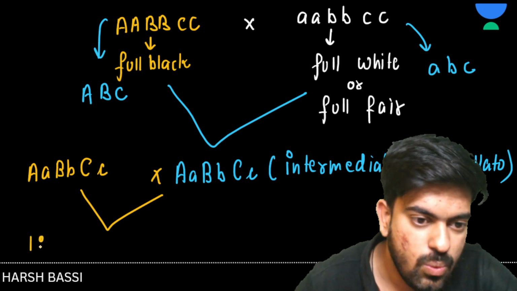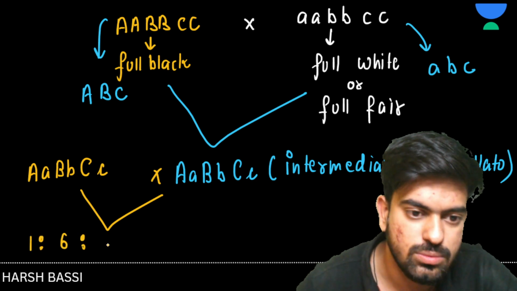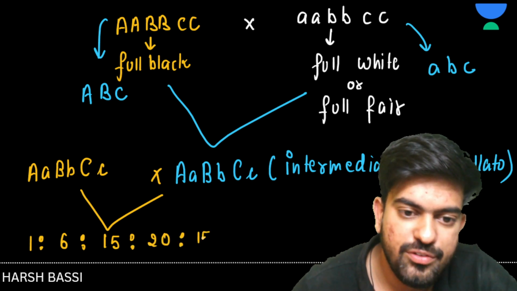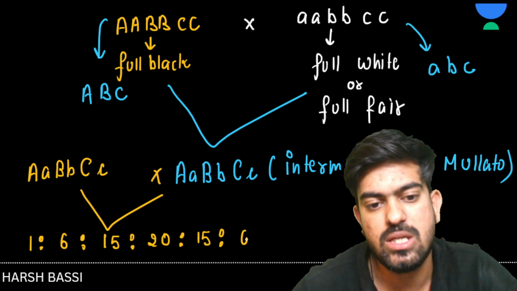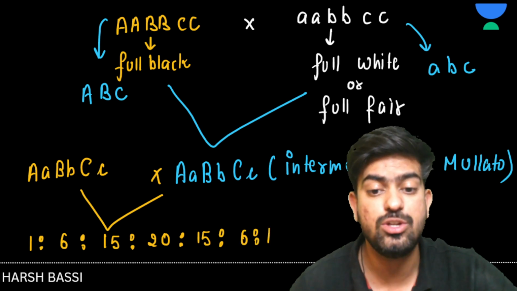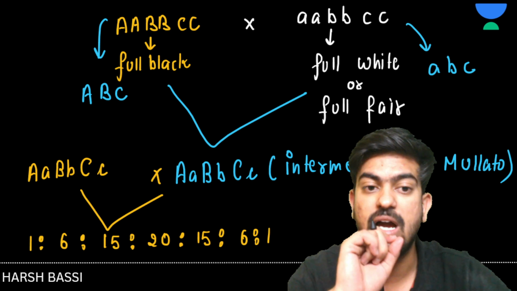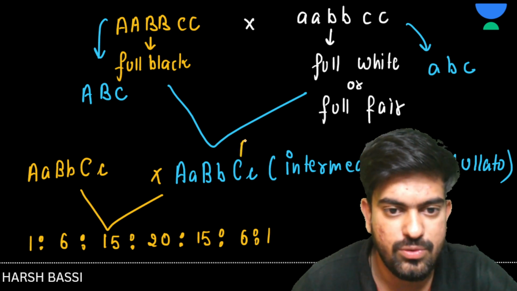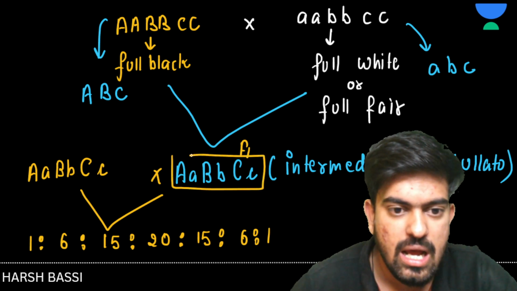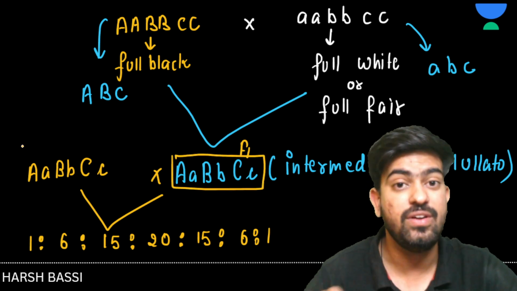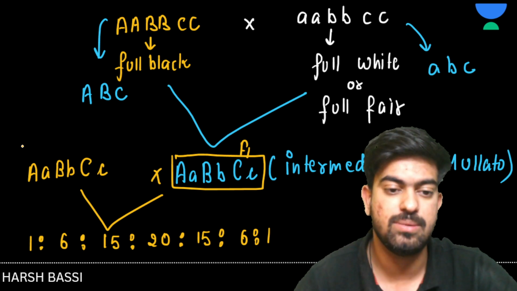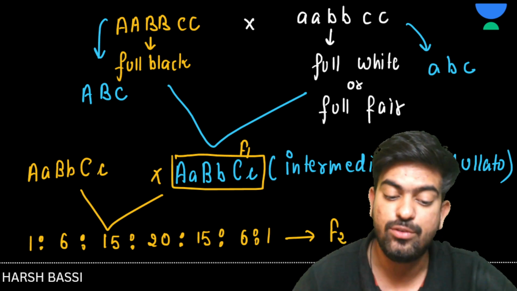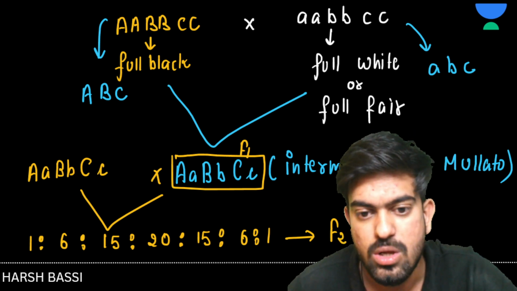The ratios are 1:6:15:20:15:6:1. Okay, this is the ratio which we are getting when we are performing the F2 cross. So this was the F1 cross, the blue one was the F1 cross, and then we did the cross of the same genotype, and then we got some ratio, and this will be called the F2 phenotypic ratio.